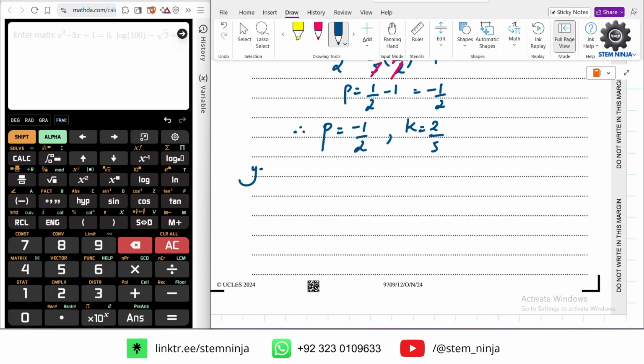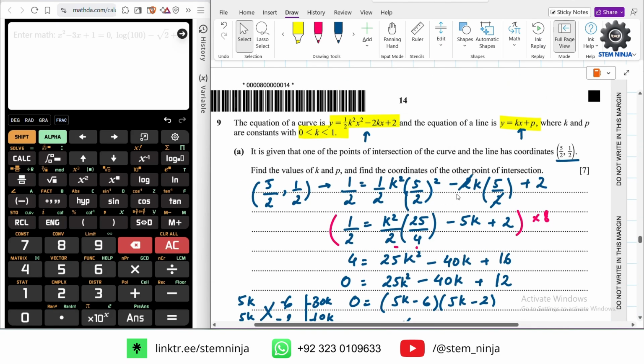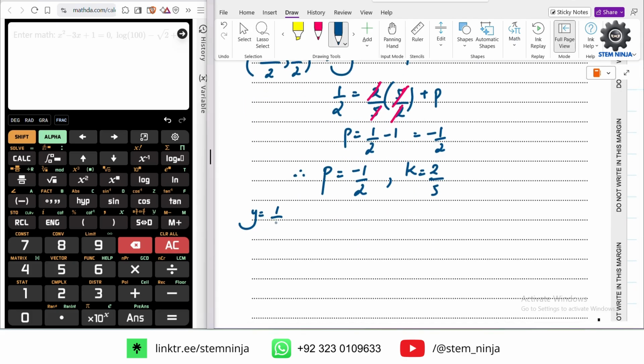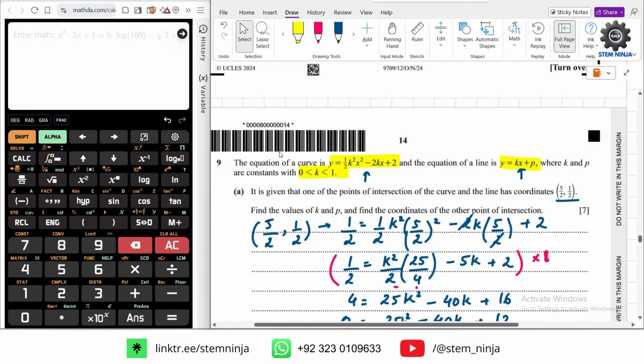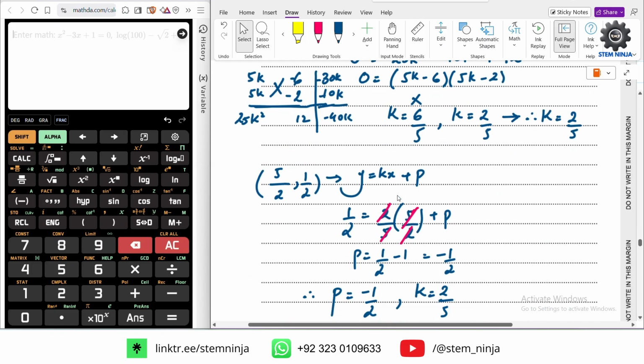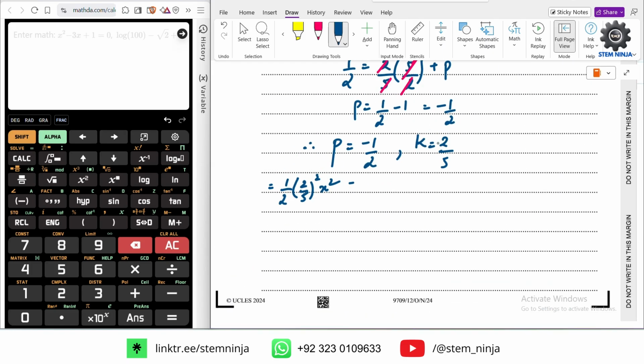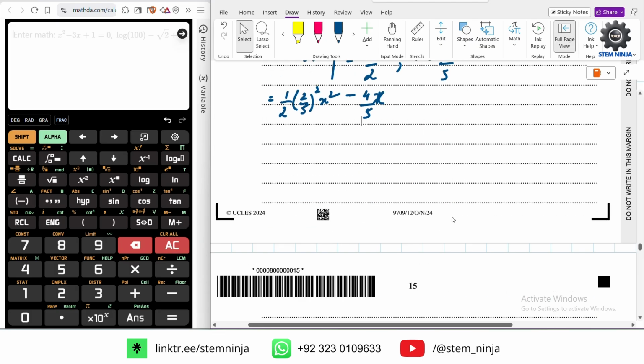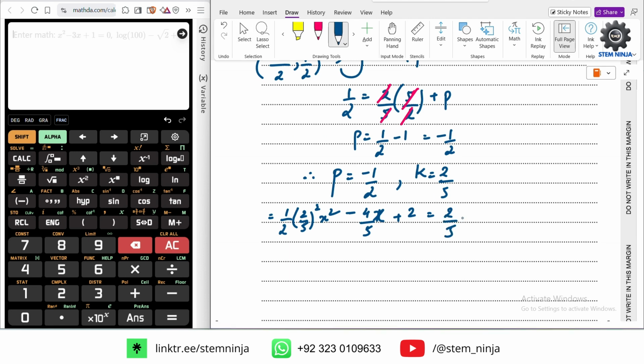So now we have two equations. y equals half k squared x squared minus 2kx plus 2, so that means half times 2 over 5 whole squared x squared, minus 2kx, so that is simply minus 4 over 5 x, and plus 2, equals kx plus p, so that is just 2 over 5 x minus 1 over 2. Okay.